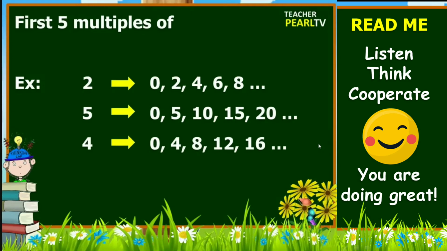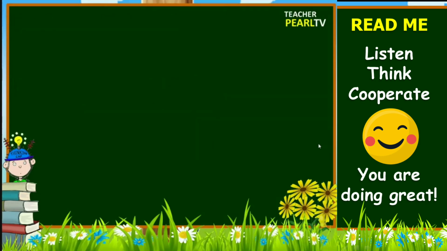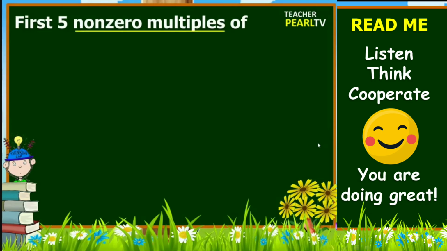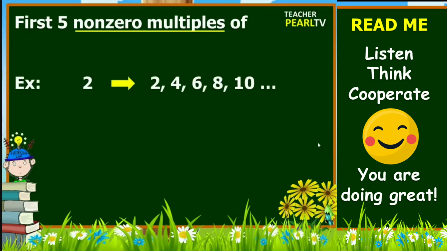Again, when you are asked to get the first 5 multiples of a number, include 0 because 0 is a multiple of all numbers. Now, what if you are asked of the first 5 non-zero multiples of a number? When we say non-zero multiples, this means that 0 is not included. So as you can see, the first 5 non-zero multiples of 2 are the following: 2, 4, 6, 8, and 10.